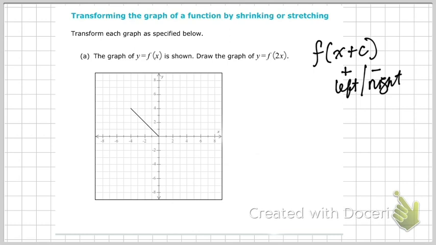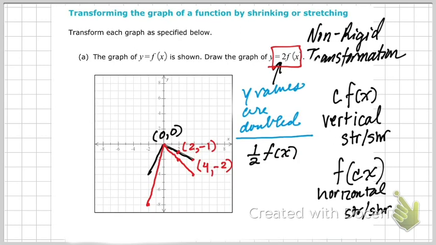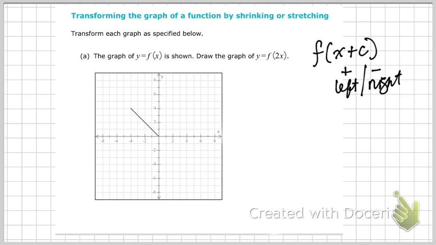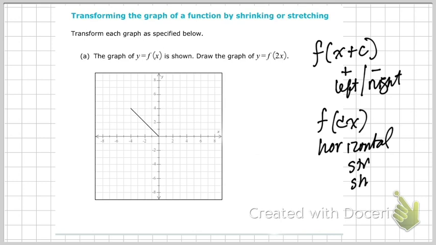So for this one, I've got the value there, which means I'm going to change my x value. How did I refer to that over here? I said cf of x is a vertical stretch or shrink, and I said the y values were doubled, okay? So here, let's just remind ourselves, f of cx is a horizontal stretch or shrink.